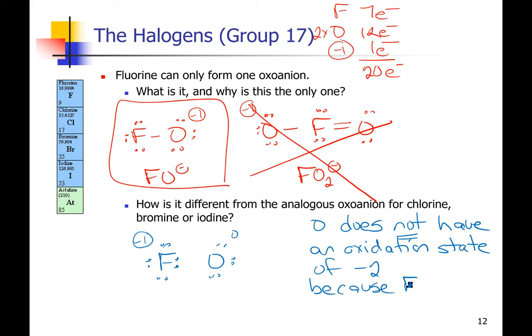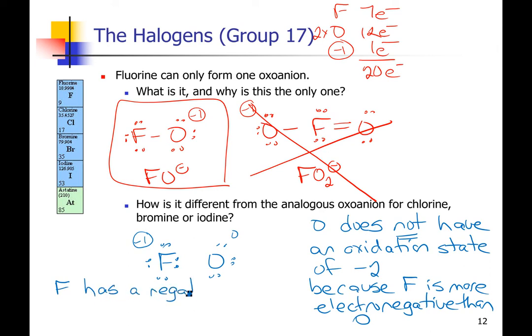Because fluorine is more electronegative than oxygen. And it's the only thing that's more electronegative than oxygen. And the counterpart here would be the fluorine has a negative oxidation state, whereas in all of the other oxoanions, the central atom has a positive oxidation state.